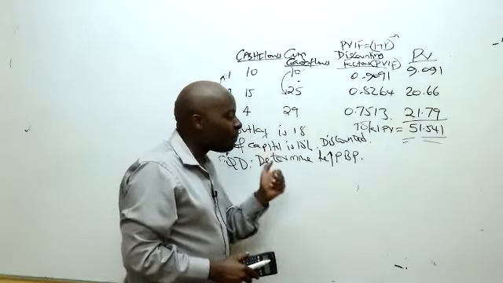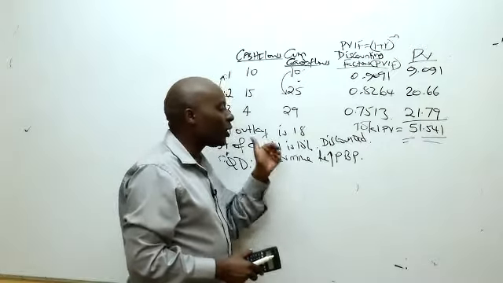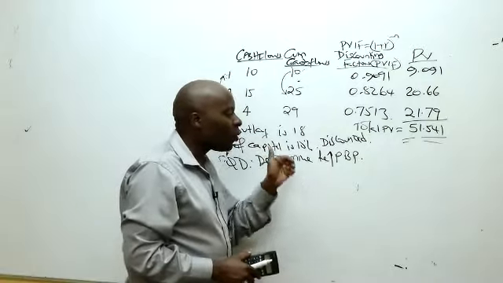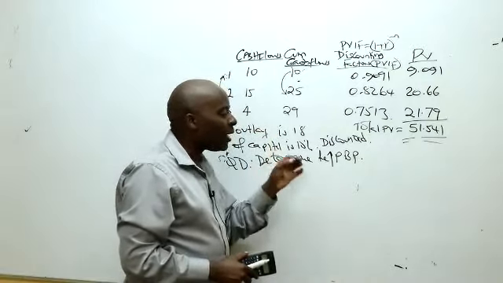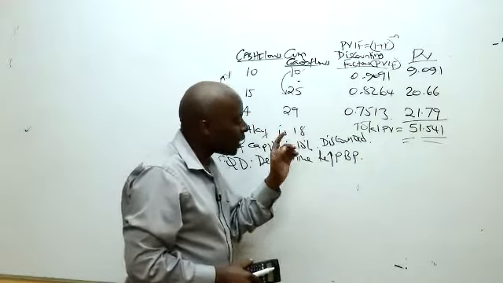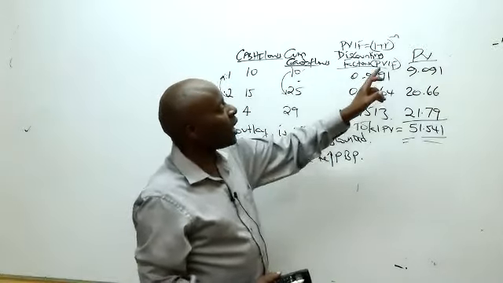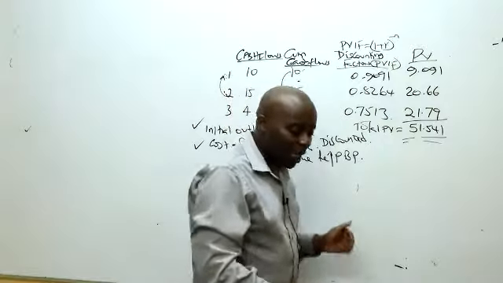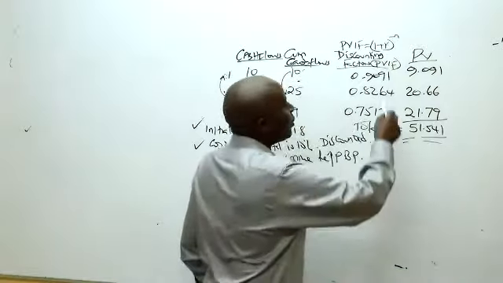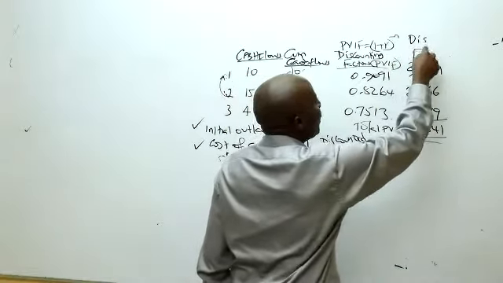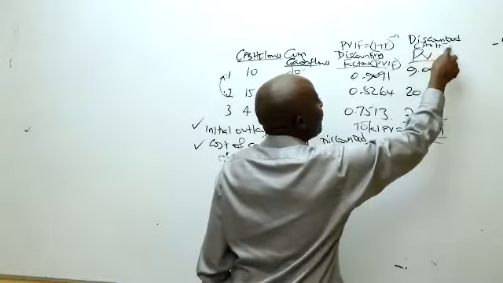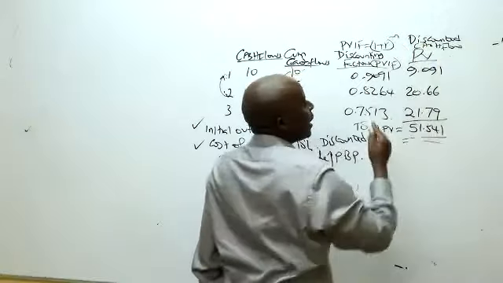But you remember, in this question, they don't want us to get the net present value. They wanted us to find a payback period, but this time using the discounted cash flows. So these are our discounted cash flows.